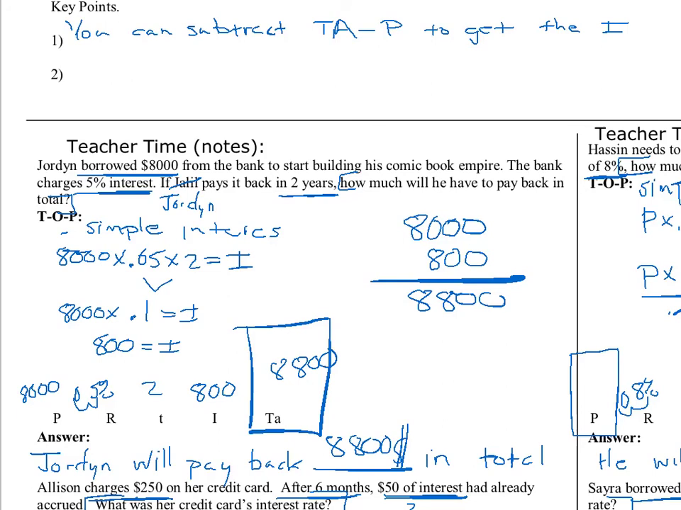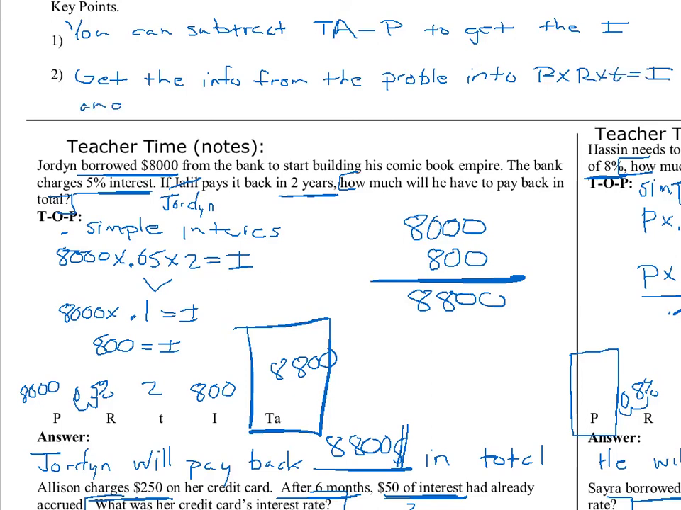Other than that, the second key point is one that we're just going to rewrite from yesterday. Get the info from the problem into P times R times T equals I, and solve for the unknown. That's all it is.